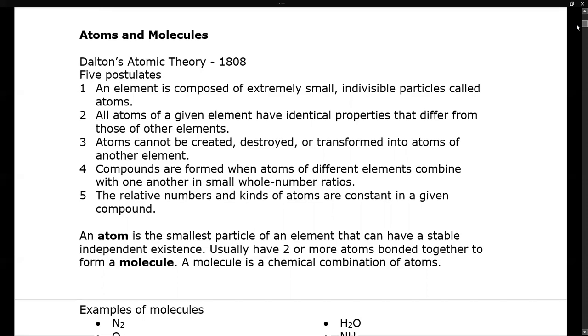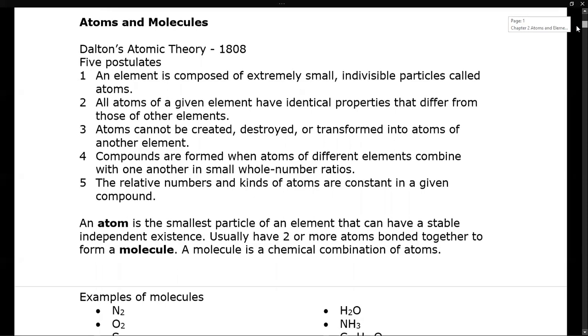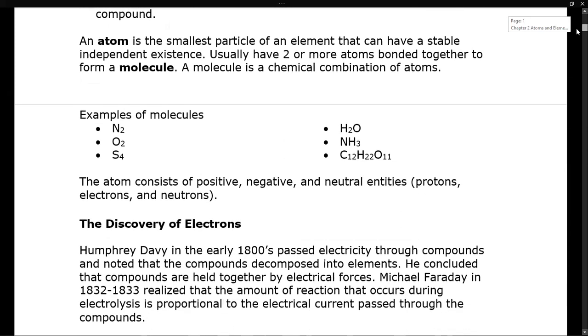So an atom, as we mentioned earlier, is the smallest particle of an element that can have a stable, independent existence. If you split the atom, you don't have an atom of that element anymore. Usually there's two or more bonded together in some way, and we call that a molecule. Let's see a chemical combination of those elements. Here are some examples. You got N2, O2. Those are diatomic elements.